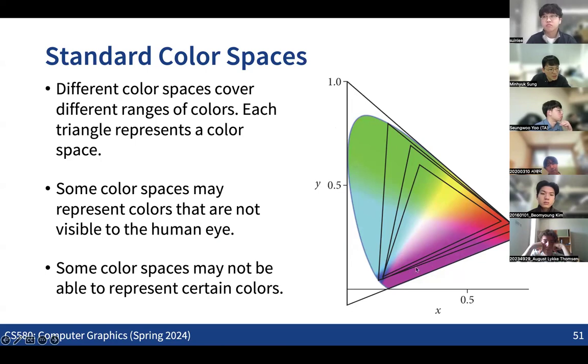In some other cases, we have a smaller triangle. For those cases, the color space may not be able to represent some of the colors that humans can see. So the idea is how we define an exact color space that can cover the visible color areas as much as possible, while not taking too many regions that represent invisible colors. So those are the basic ideas for color spaces.